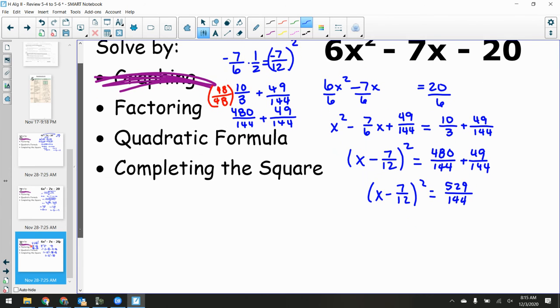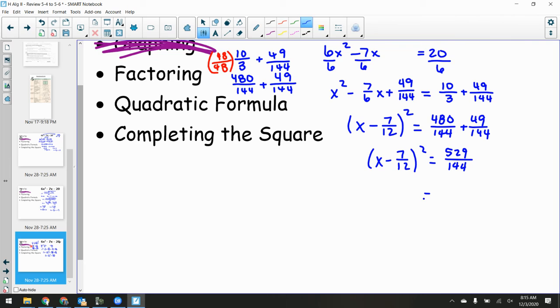And now I square root it. The square root of 529, that was 23, right? 23 over 12, and don't forget the plus or minus, right? Square root of 144 is 12. So it's x minus 7/12 is equal to plus or minus 23 twelfths. So x is equal to 7 twelfths plus or minus 23 twelfths.